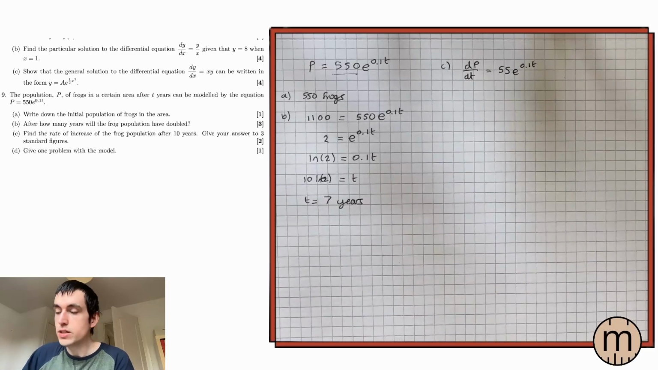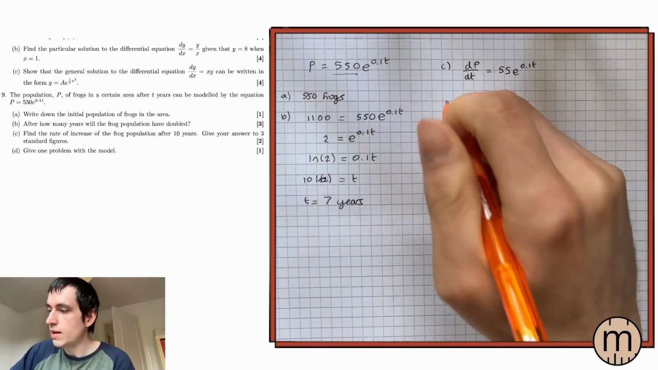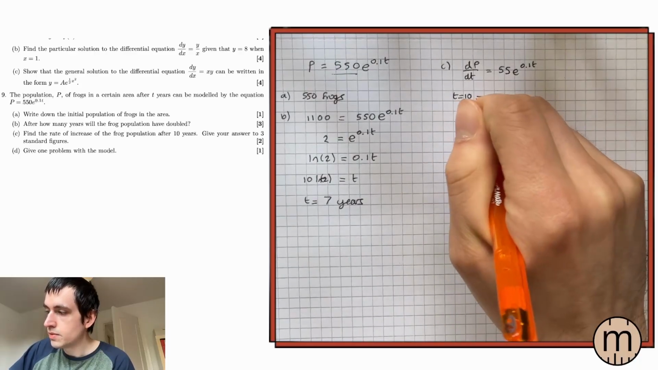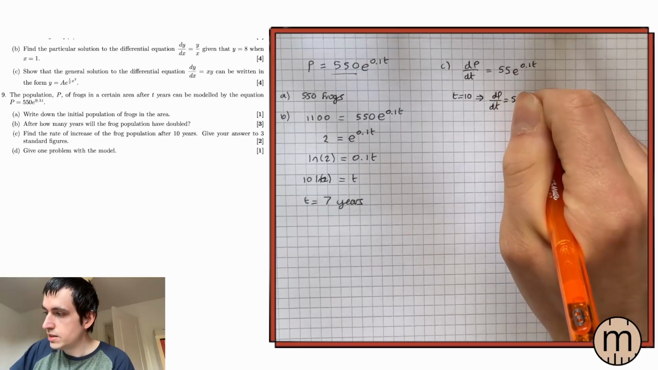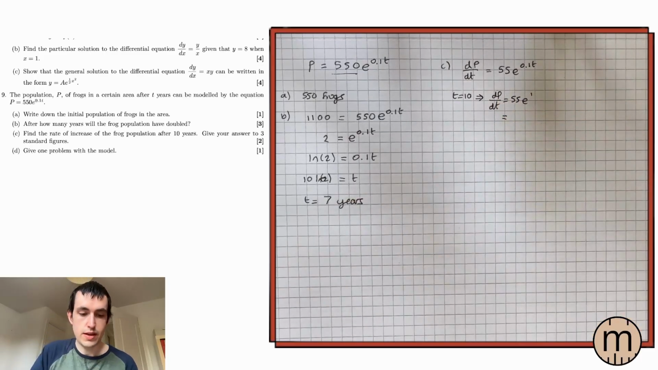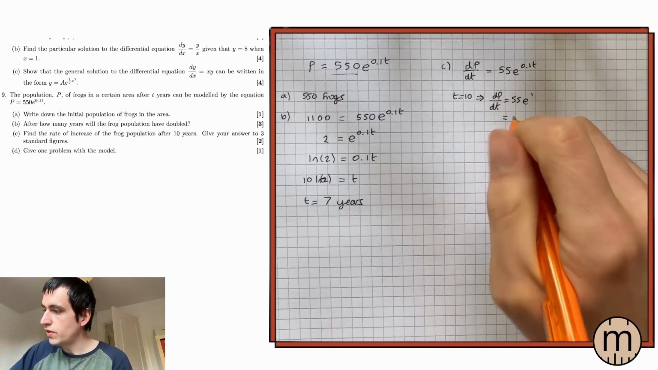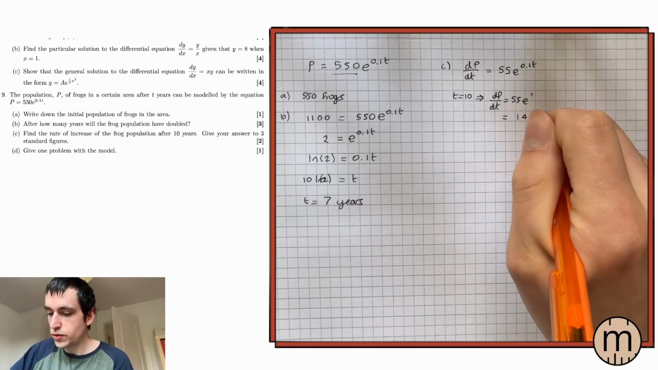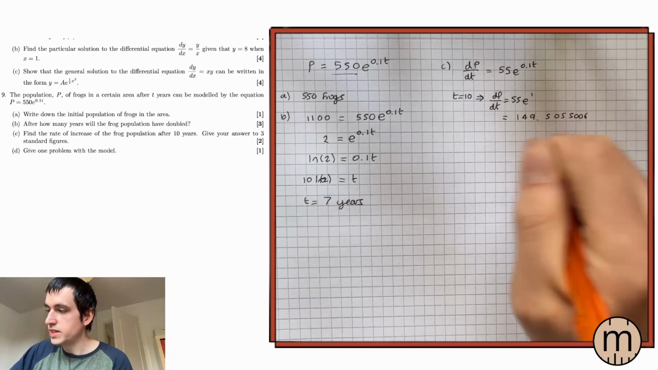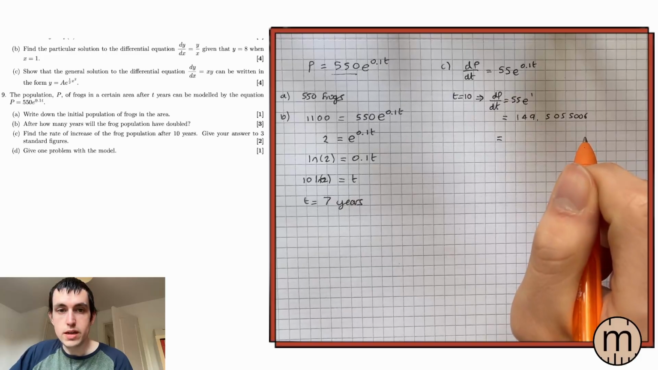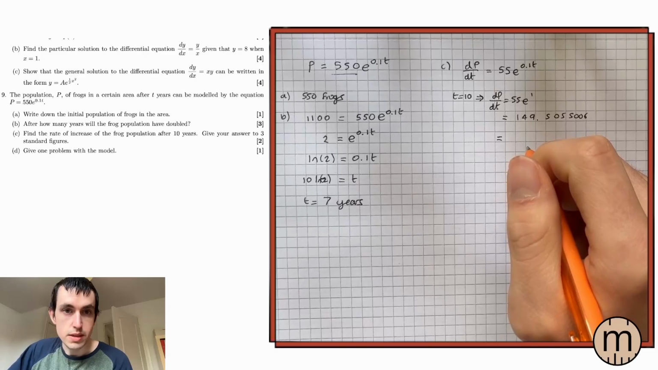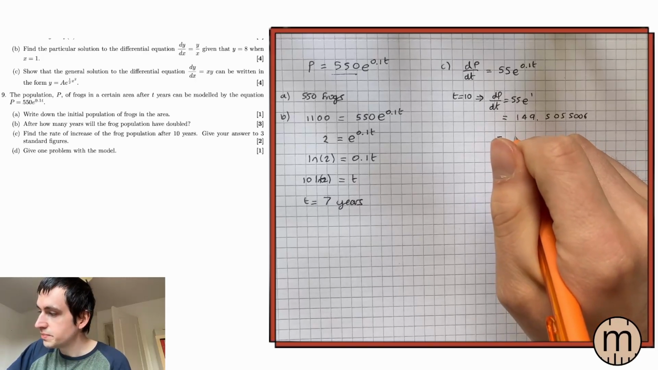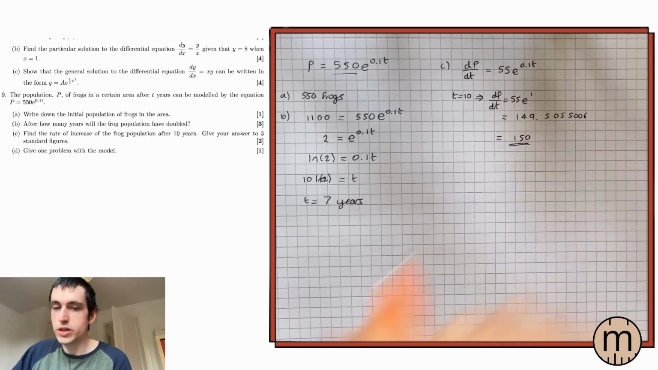It says find the rate of increase, done, after 10 years. So that means t is now equal to 10. So that means the rate of increase dp/dt is 55 e to the 1. So 55 times 2.71828, we get 149.5. And if we give that to three significant figures, then that would be 150.